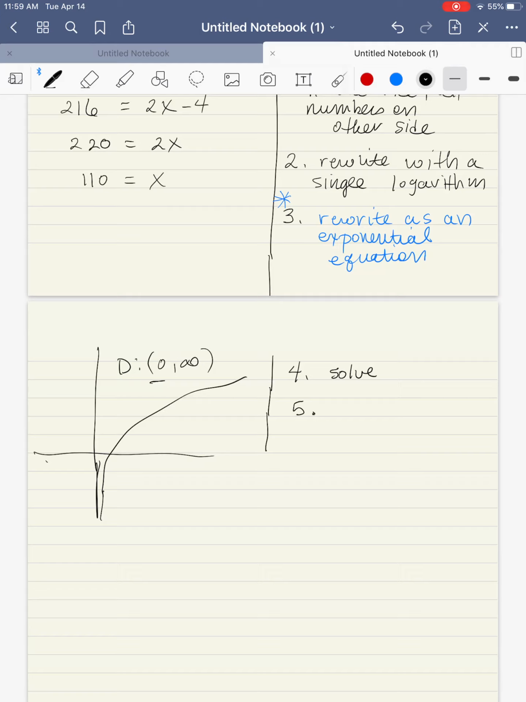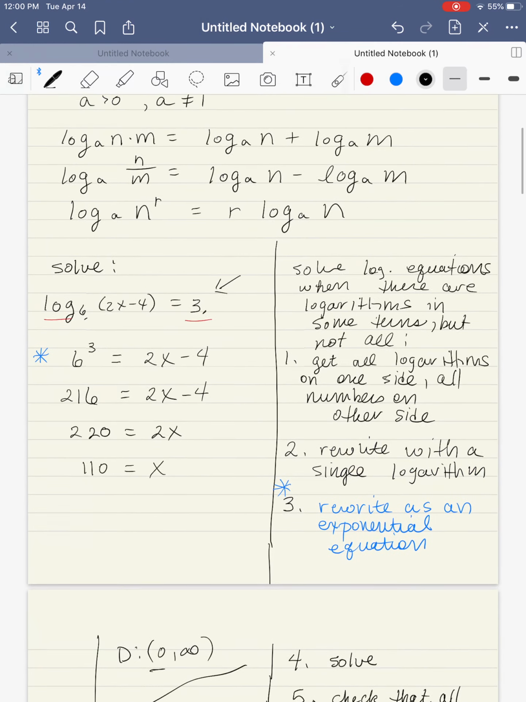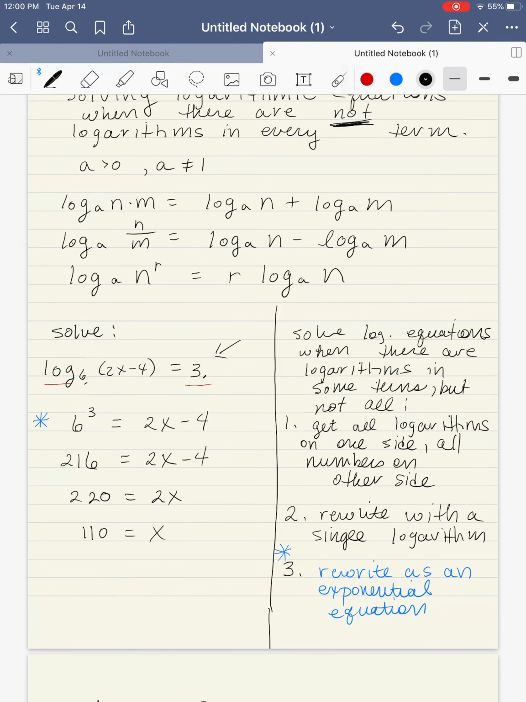So we have to make sure here that when we plug the x back in, and it's not the actual value of x, it's after you plug x back in, make sure that all of your arguments, in other words, all of the things you're taking the logarithm of, are positive, not including 0.